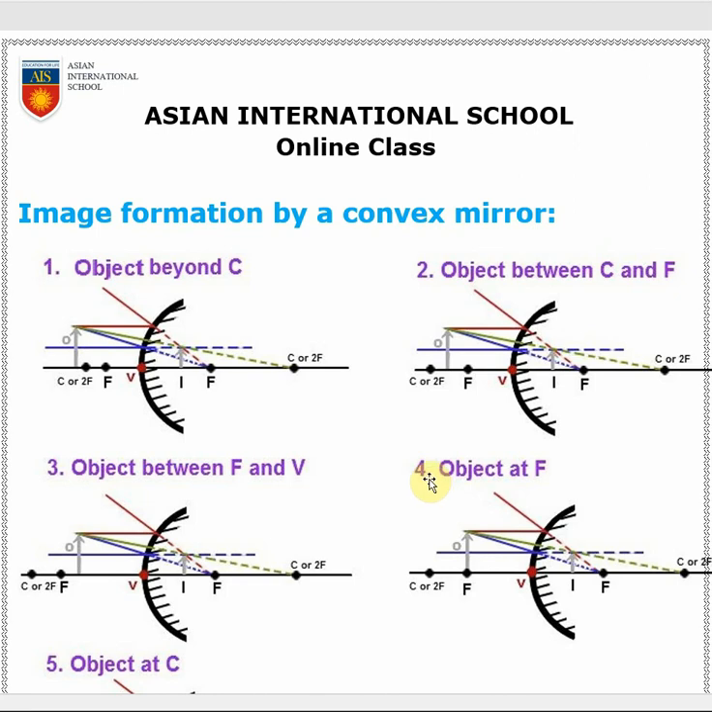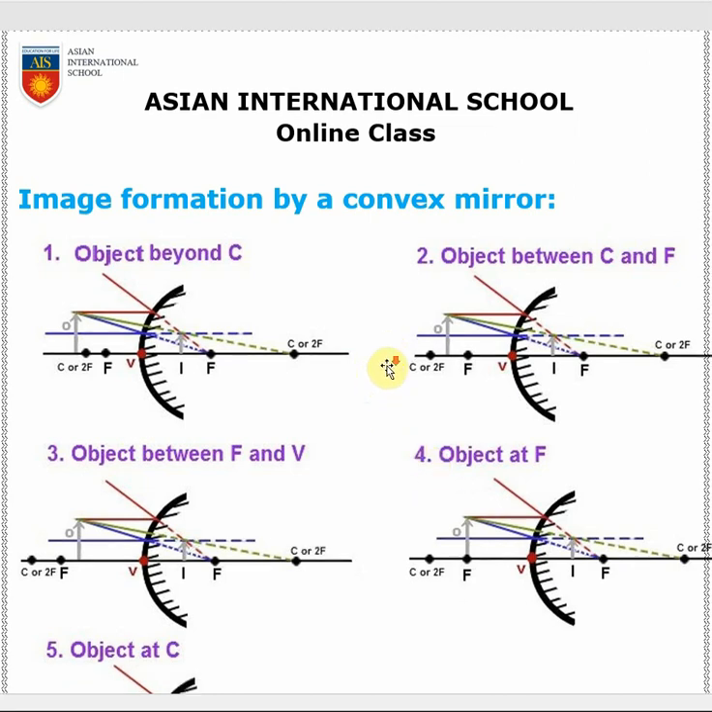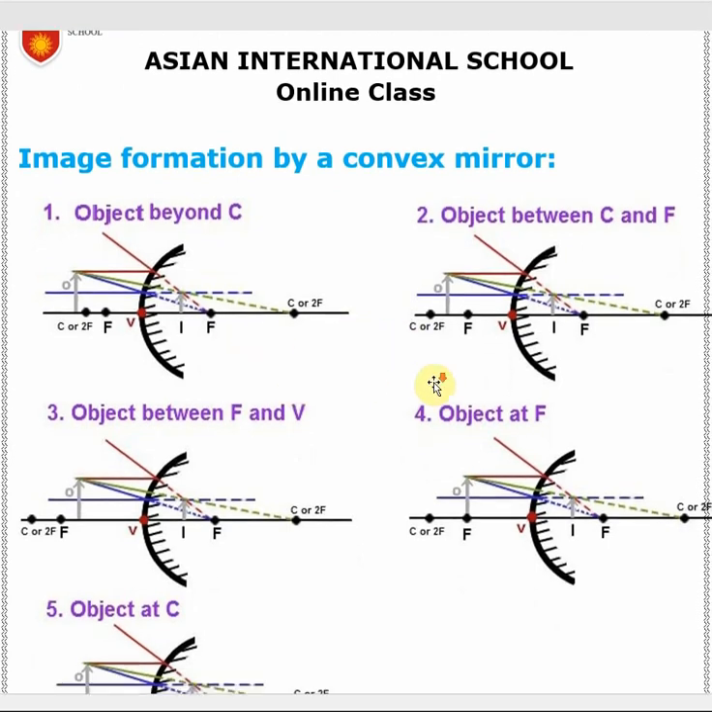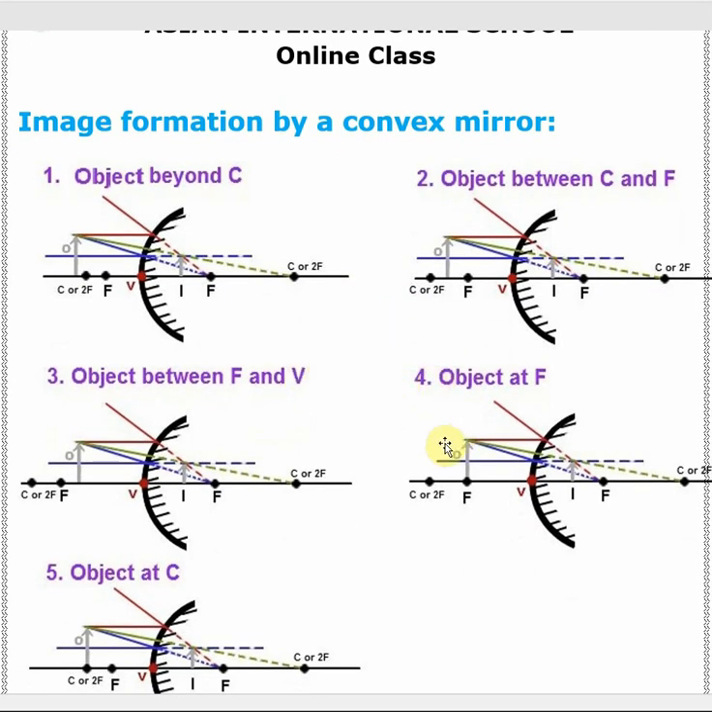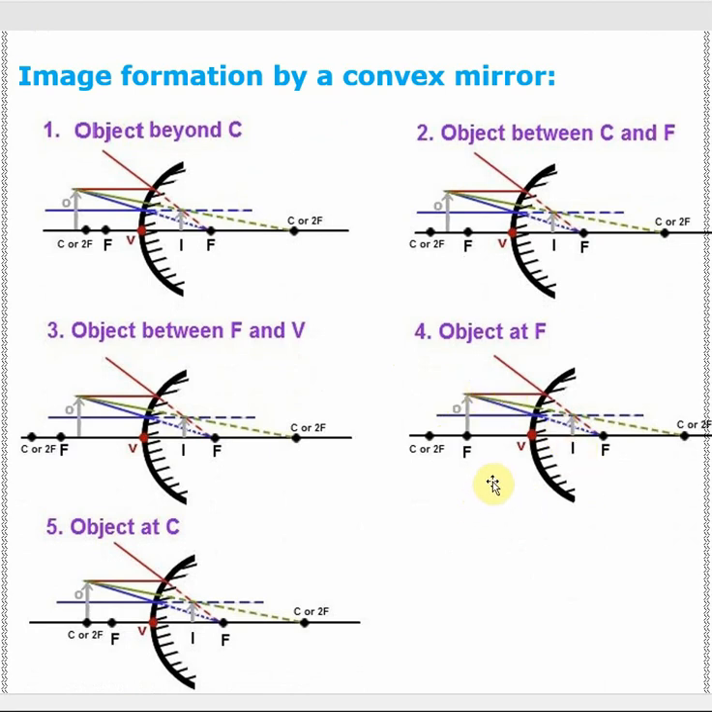This is the fourth class for your reflection chapter, and today in this video we will learn how images are formed in case of convex mirror. Okay, so this is the picture. I have taken 5 pictures here for image formation in case of convex mirror. You can see this is the object and the images are formed here.